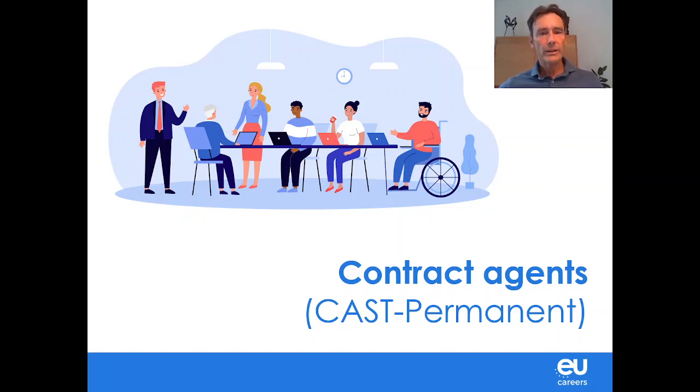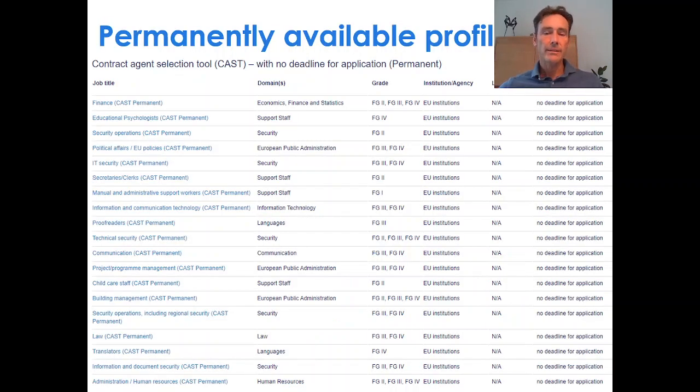Now, you will also find terminology like CAST on our website. CAST stands for Contract Agent Selection Tool, so it refers to exactly this, the selection of contract agents. And you may also find the terminology CAST Permanent. Permanent means that we have a list of profiles available on our website for which you can permanently register. So you do not have to wait until we publish a given profile. They are permanently available on our website, and you can register for one or more of these profiles.